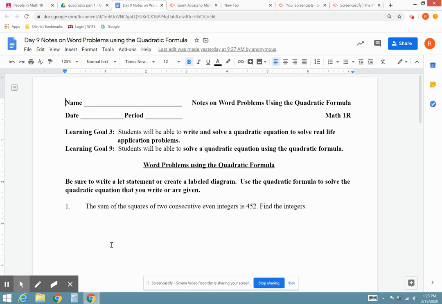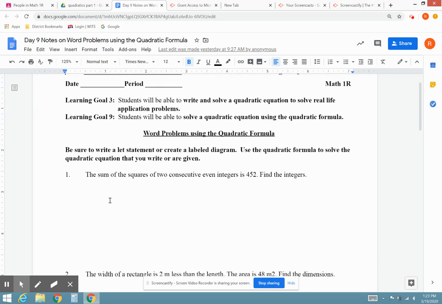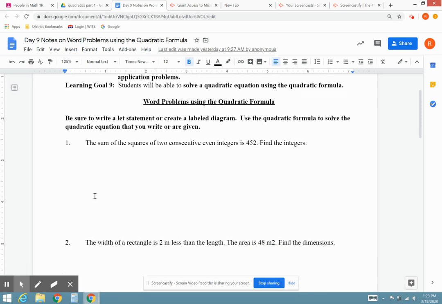All right, so I'm on page 39 in your packet, notes on word problems using the quadratic formula. Okay, so I'm going to start here on number 1, and I have a touch screen now, but I don't have a stylus yet. So I'm going to try this with my finger and hope that it works. So we're going to go to the pen. You guys know I don't like red, so we're going to use purple.